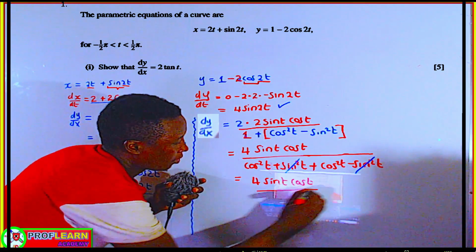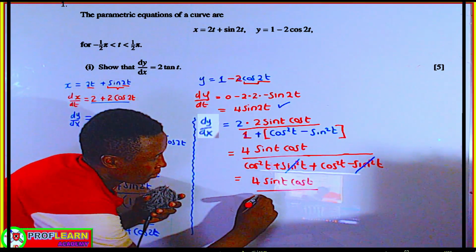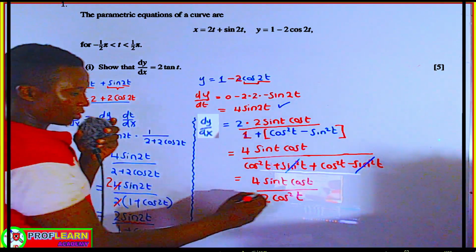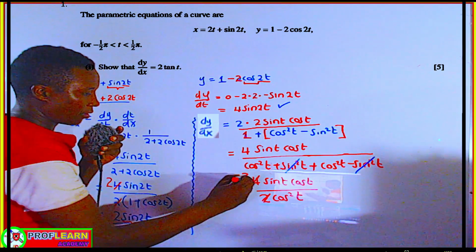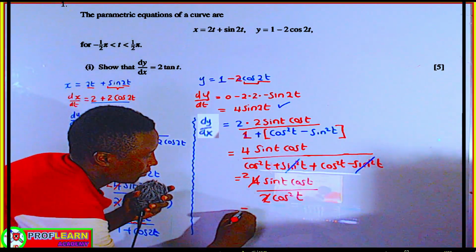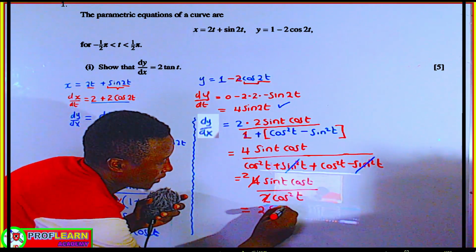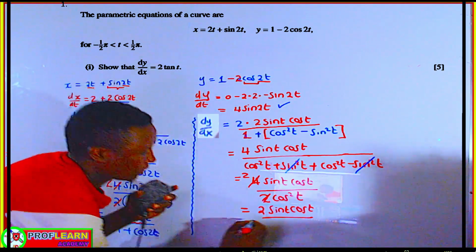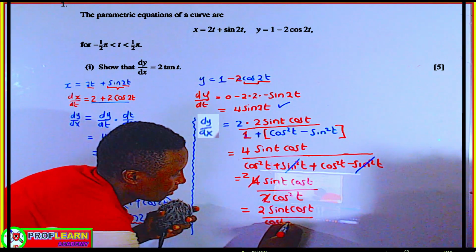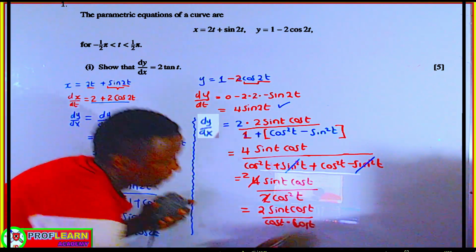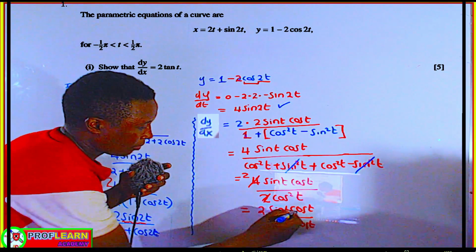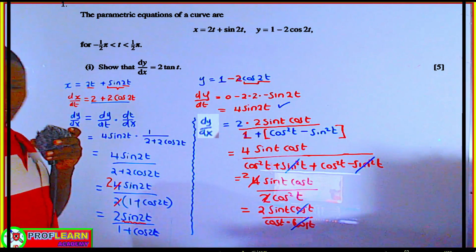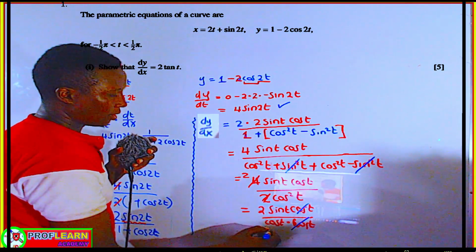cos t over 2 cos squared t. So this part and this part is going to cancel, and we shall remain with 2, and definitely we shall have 2 sine t cos t, and since this is squared, it means that this is the same as cos t times cos t. So at that point also we can cancel out cos, and we end up remaining with this term, which is 2 sine t over cos t.